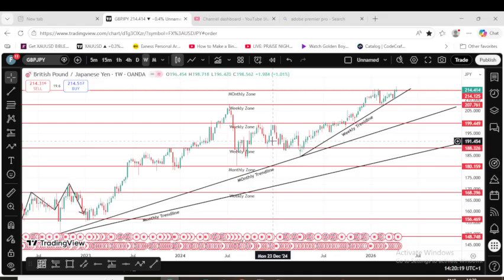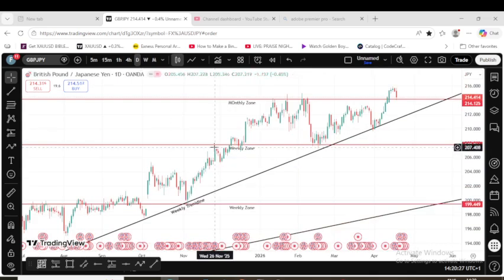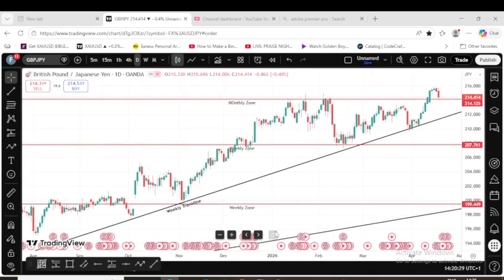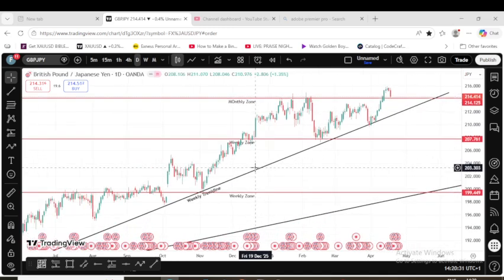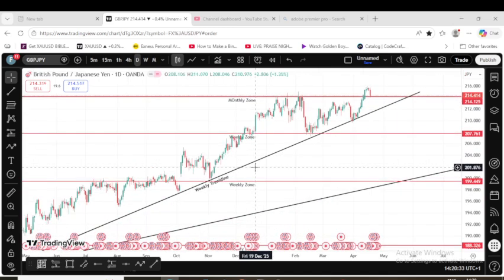Okay, so now we identified our zones on the monthly and weekly time frame, as well as our trend lines on the monthly and weekly time frame. We'll go down to the daily time frame and then do the exact same thing. We'll identify our zones on the daily time frame and then our trend lines on the daily time frame. So there are not any apparent trend lines on the daily time frame.